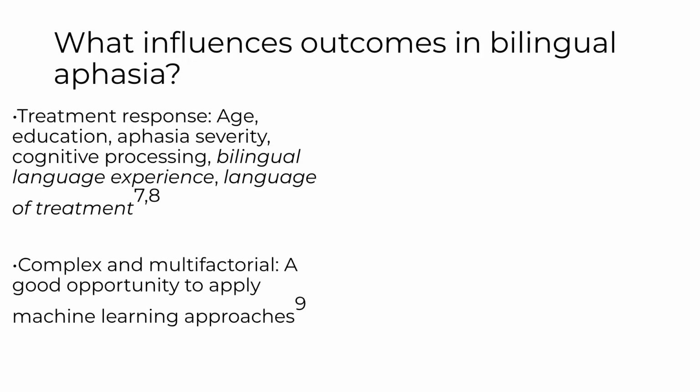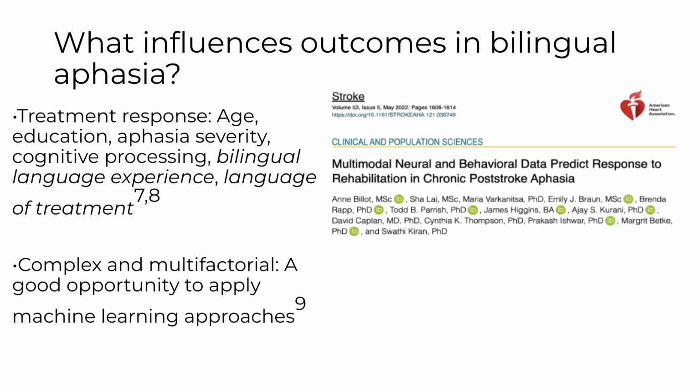So treatment response in aphasia, much like treatment response to many other kinds of therapies, is pretty complex and multifactorial. So it's a great opportunity to apply some of these machine learning approaches because they can handle such complex and large data sets. We've actually done this in a study in monolingual aphasia. In that study, we also used some imaging data. But in this one, we're only looking at behavioral data in predicting response to rehab in chronic post-stroke bilingual aphasia. So this is really an extension of some of our previous work.